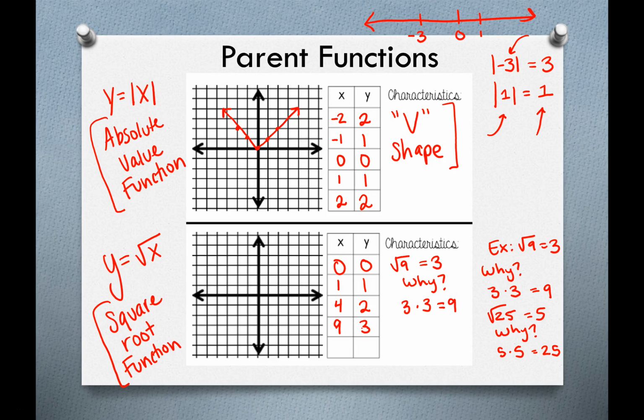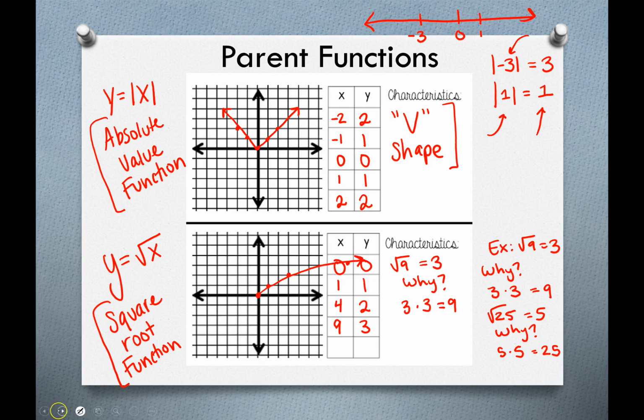So we're going to go ahead and graph these points. 0, 0 is here. 1, 1 is here. 4, 2: 1, 2, 3, 4, 2 is here. And I can't fit 9, 3 on my graph, but it would be somewhere out here. Actually, I guess technically down a little bit more, like here. So what does the square root graph look like? It looks like that. There we go.